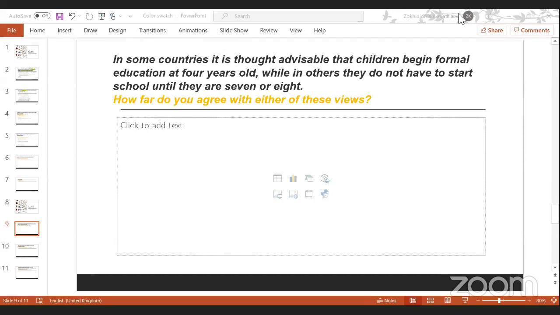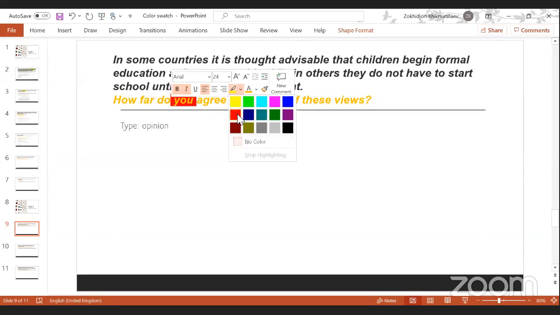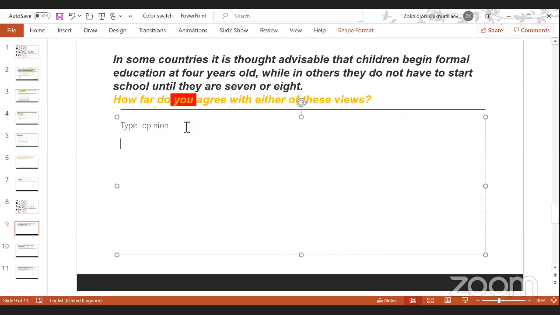In some countries, it is thought advisable that children begin formal education at 4 years old, while in others, they do not have to start school until they are 7 or 8. How far do you agree with either of these views? Can you tell me what type of essay it is? Opinion. They are saying how far do you agree? As soon as you see the word you, go for opinion. It's like to what extent do you agree? Yes, it's the same.